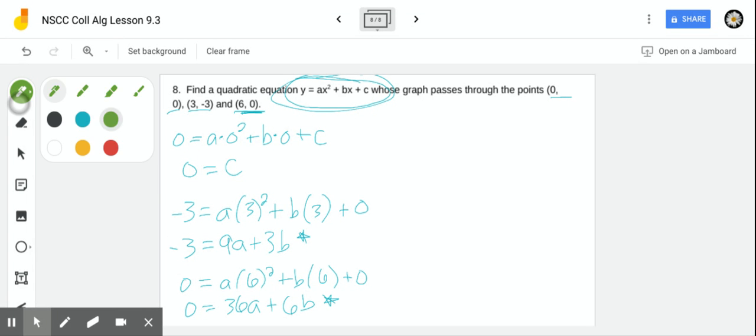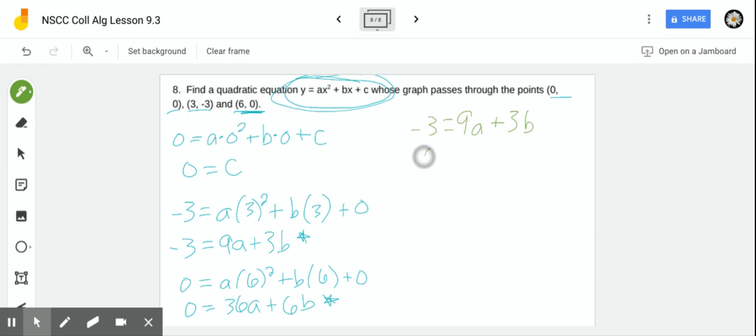All right, now we have these two starred equations. We're going to put those together. Negative 3 equals 9a plus 3b. And 0 equals 36a plus 6b. I'd like to use elimination on that, so I think I'm going to multiply this equation by negative 2. So that gives me 6 equals negative 18a minus 6b. Second equation I am not going to change.